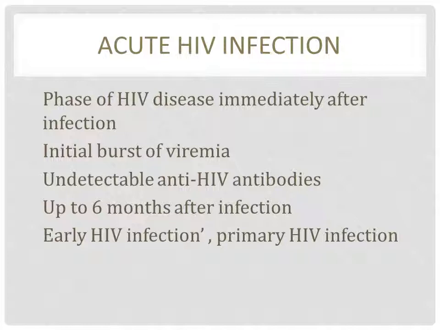So acute HIV infection, the first 2-3 weeks, in fact, lasts up to 6 months for a lot of people, where you have the body following the initial HIV infection, and you have an initial burst of viremia, and like I mentioned earlier, you have undetectable antibodies. For a lot of people, it is called early HIV infection, or primary HIV infection. But I think it's a critical period in HIV care.